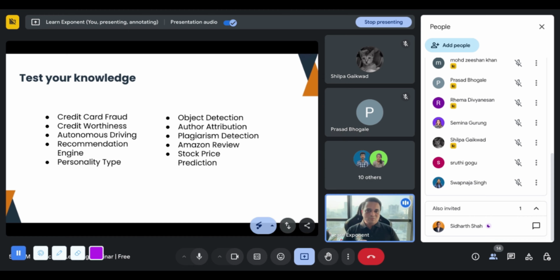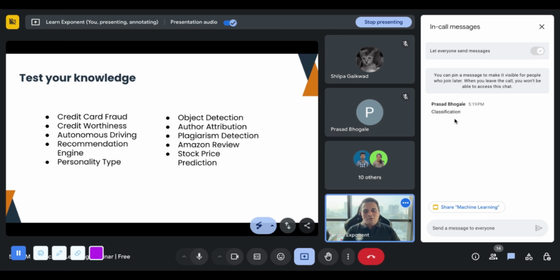For recommendations, what would you guess it would be? Anyone willing to comment? Classification. Anyone? Any guesses? Right. Let's see. Do we have some messages? Okay. Prasad says classification.